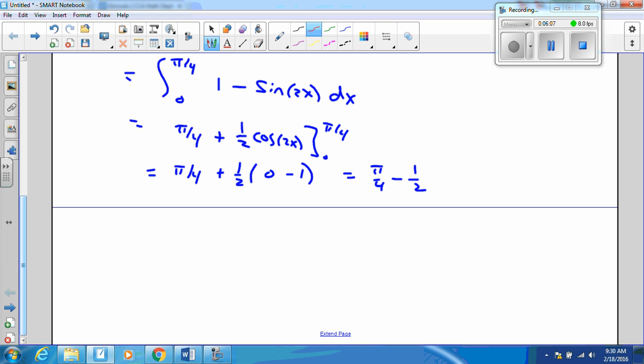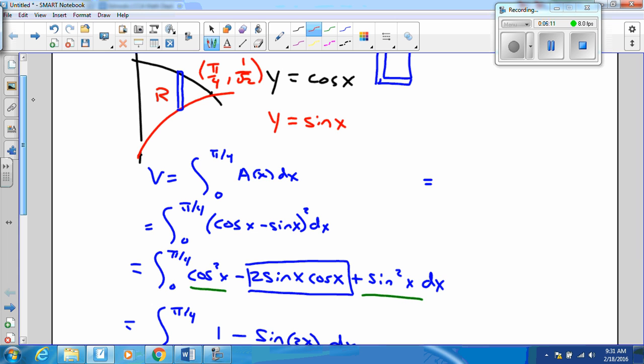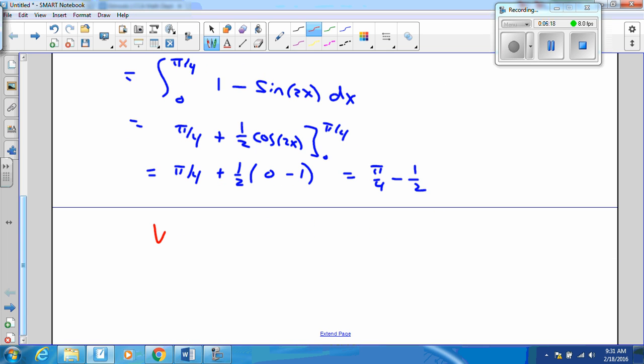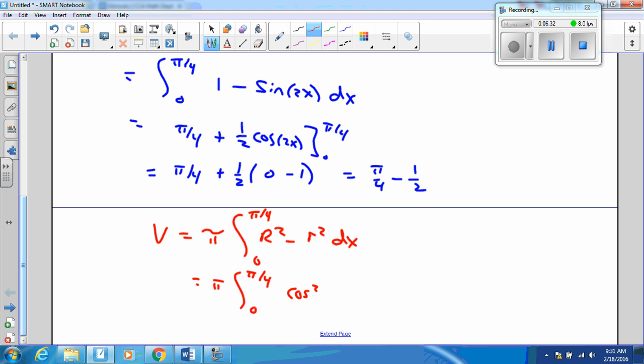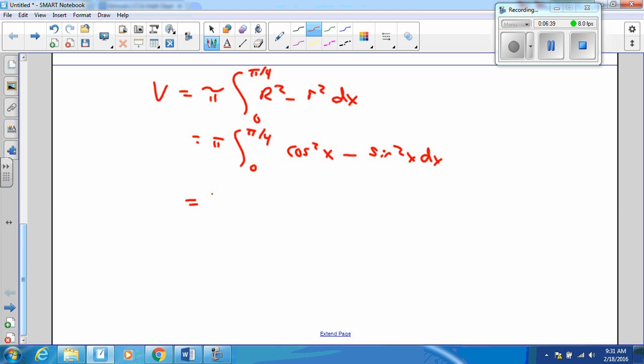The same kind of thing happens when we get to the next question, which says find the volume of the solid that is generated when this is revolved about the x-axis, correct? And so we have volume is equal to pi integral of big R squared minus little r squared. And that's going to be pi times the integral from 0 to pi over 4 of curve minus axis squared minus curve minus axis squared.